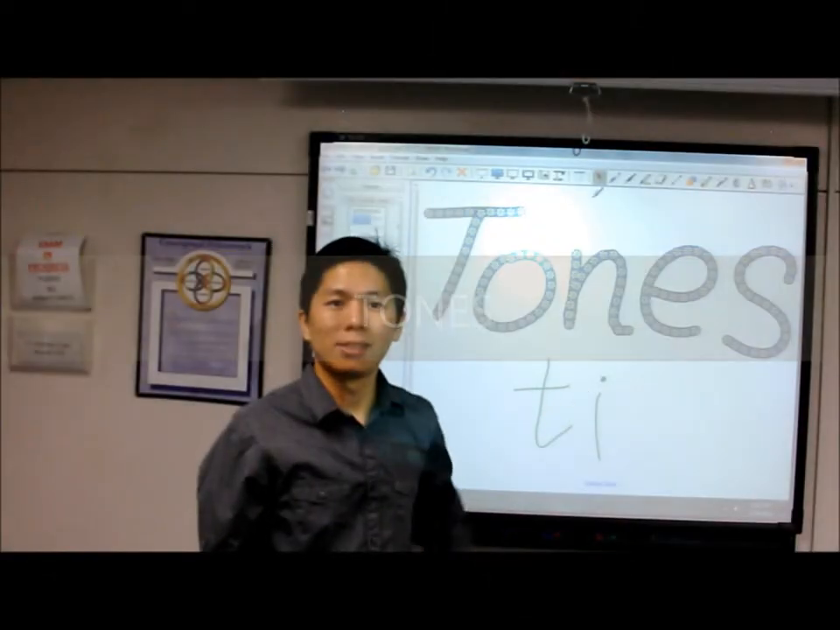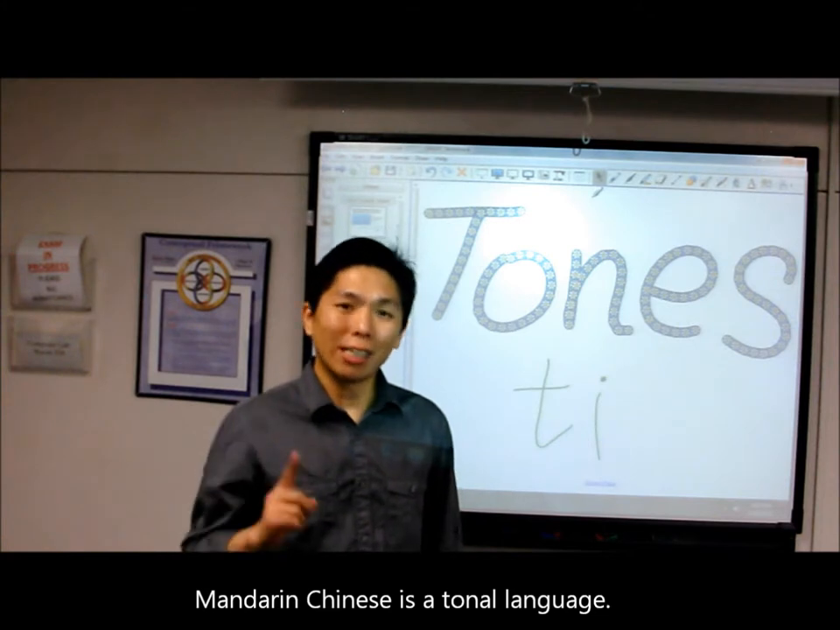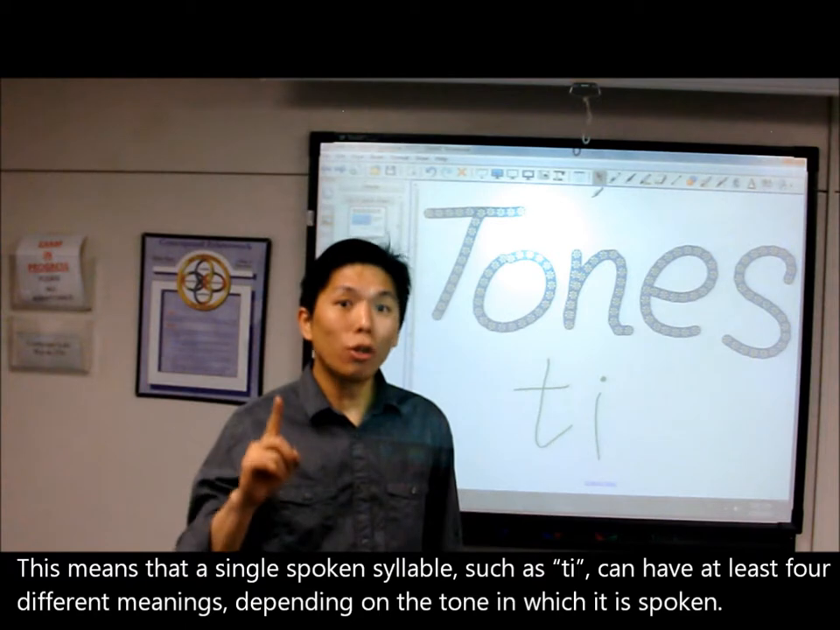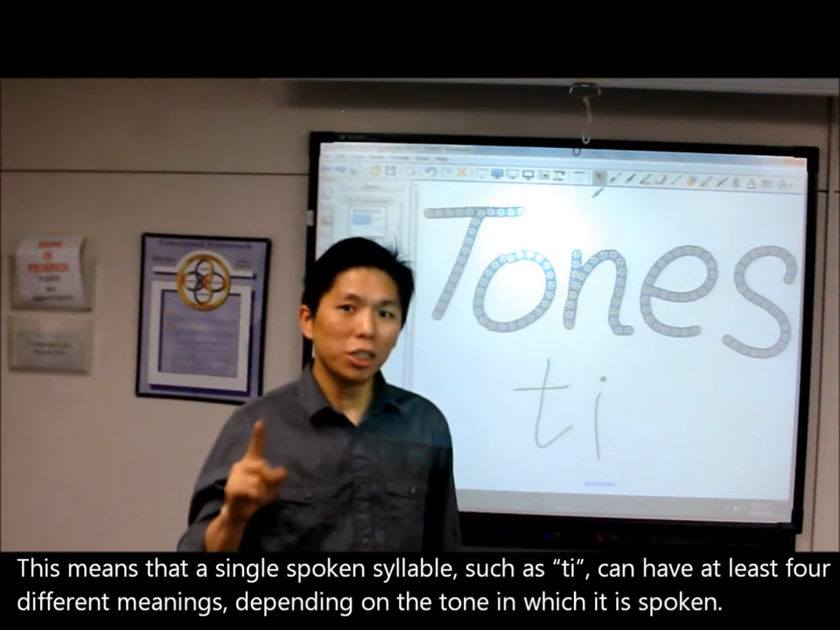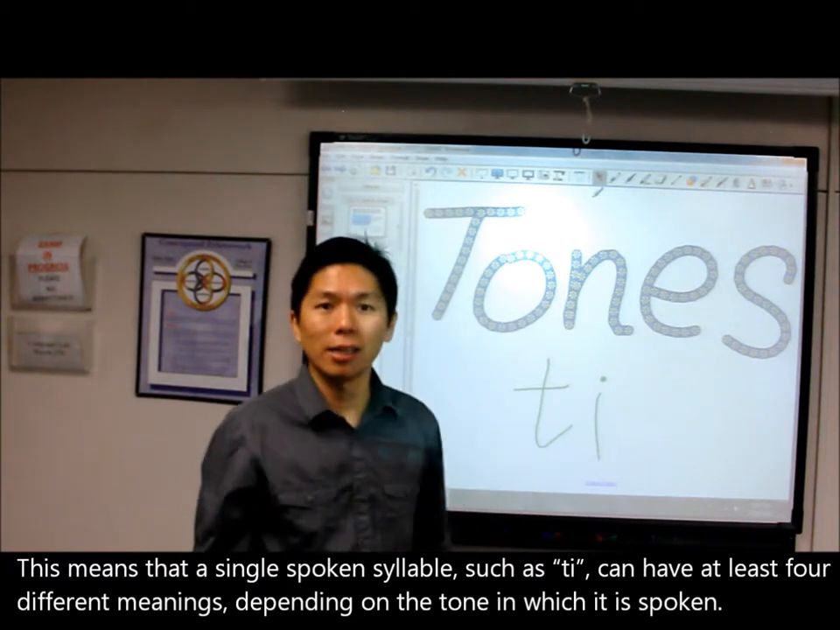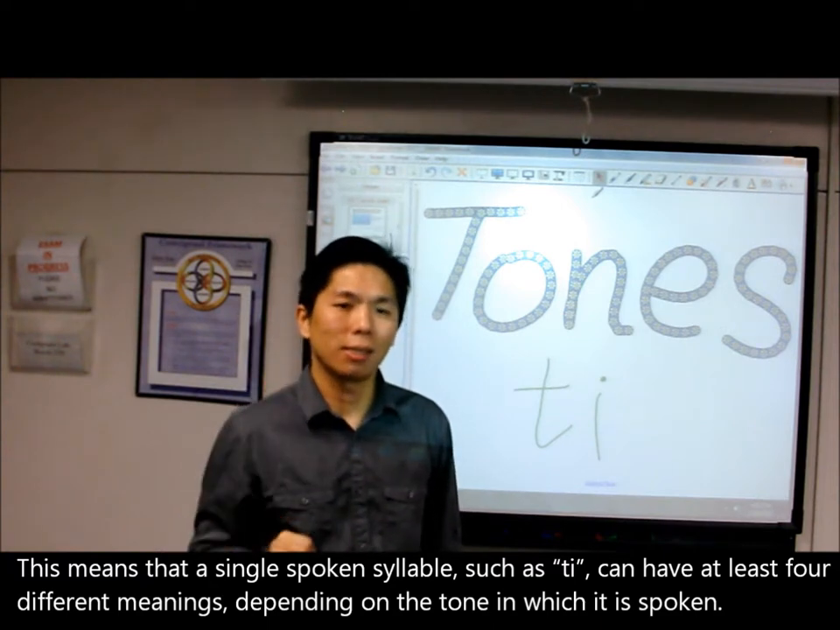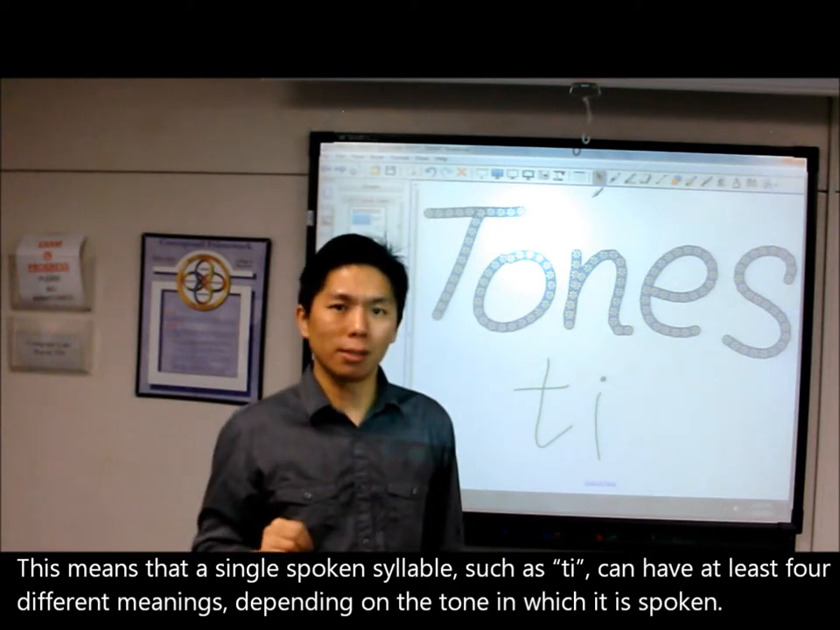Tones. Mandarin Chinese is a tonal language. This means that a single spoken syllable such as TI can have at least 4 different meanings, depending on the tone in which it is spoken.